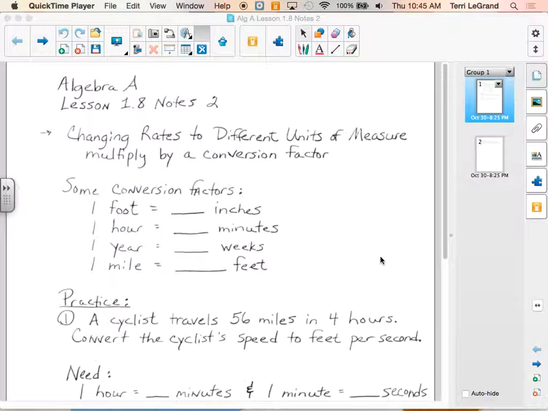Our learning goal today is, I can change rates. We worked with rates yesterday, but today we're going to change them to different units of measure. Sometimes a rate is given to us as miles per hour, but instead they want us to change it to feet per second. You want to know how that speed changes to a different unit of measure. So that's what we're going to be doing today.